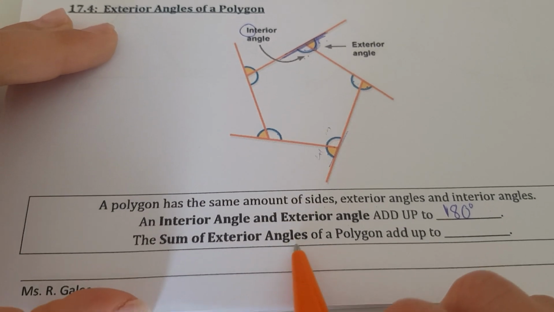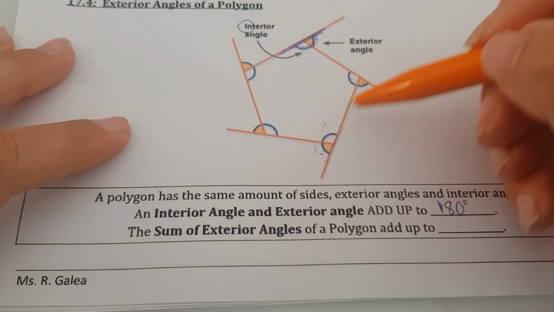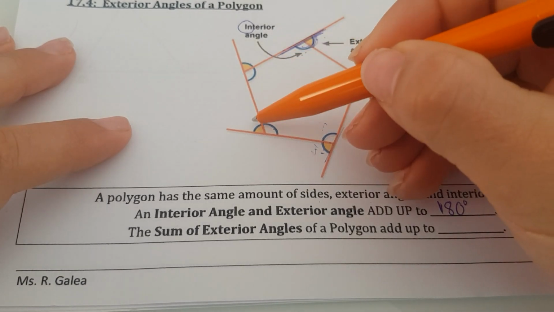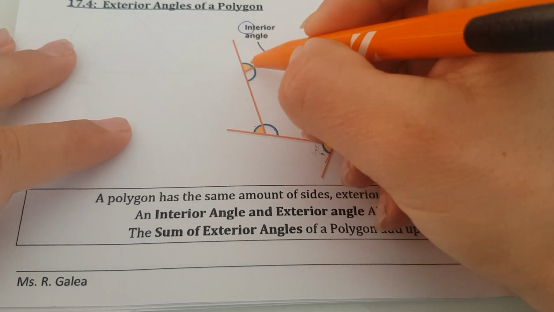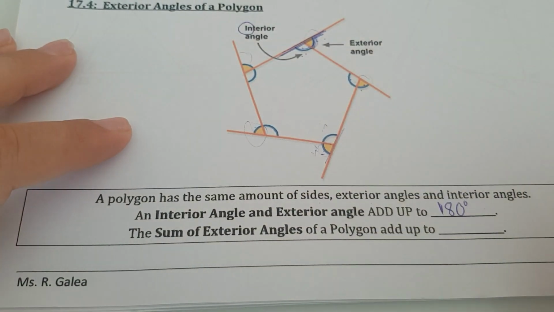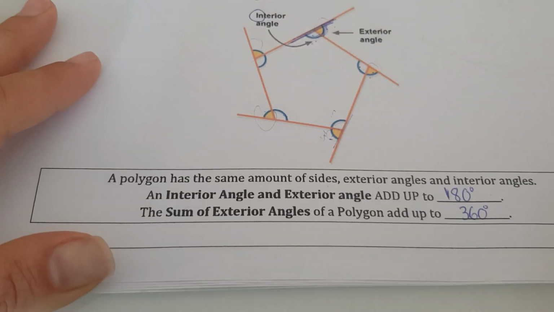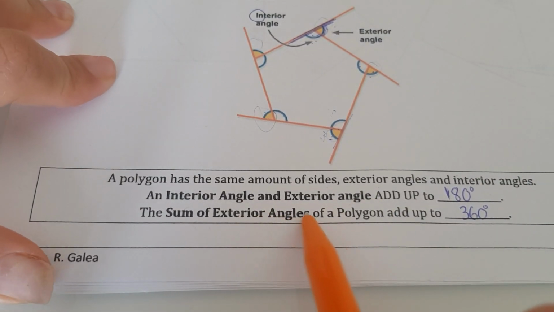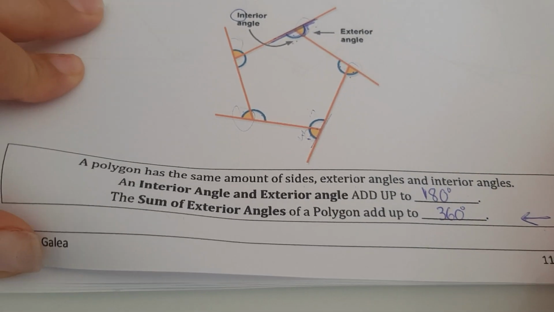And the sum of exterior angles of a polygon, so all the exterior angles, when we add them up, this one and this one and this one, this one and this one, they add up to 360 for each and every shape. Don't forget that for the exterior angles. This is important, something new.